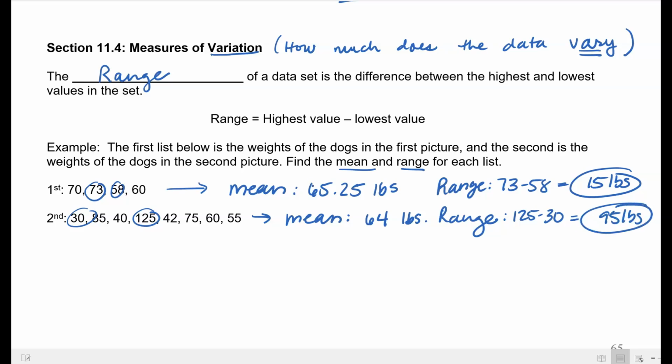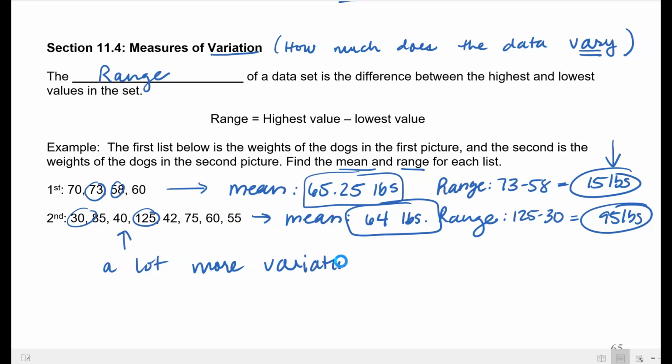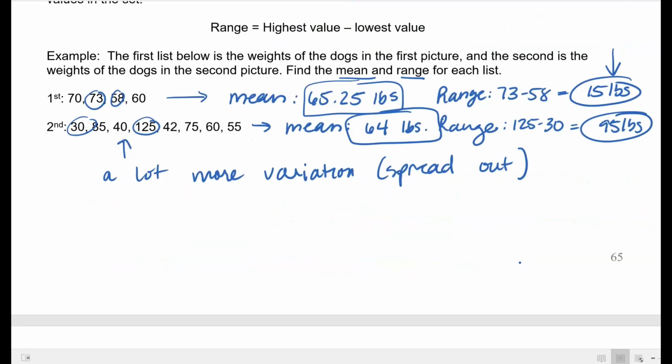So here's an example where you've got means that are really similar. If you didn't have the range, you could look at those numbers and think, oh, the dogs in both these pictures were pretty similar. But the range tells us a different picture. The range tells us that this first set of dogs had weights that were pretty similar to each other. They didn't vary very much. Whereas in the second set of dogs, there was a lot more variation, which just means they were spread out. So it's nice to have the range there because the mean wouldn't have told us that whole picture.